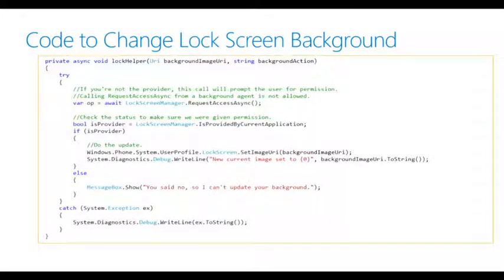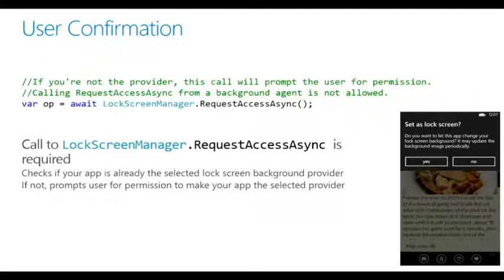And that's the code we saw. The important thing is this LockScreenManager.RequestAccessAsync, which when you call that, puts that dialog up. It always remains under the user's control. There's no way an application can take over the lock screen without the user giving permission.